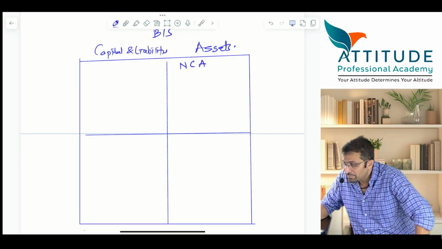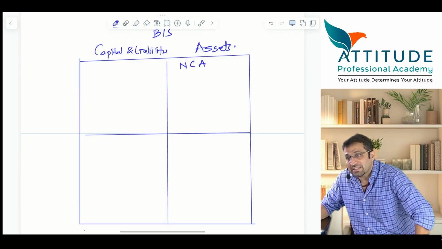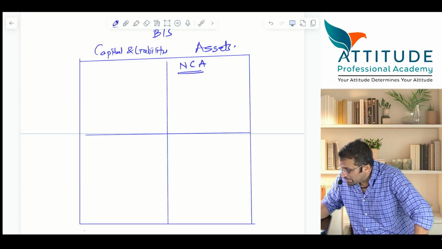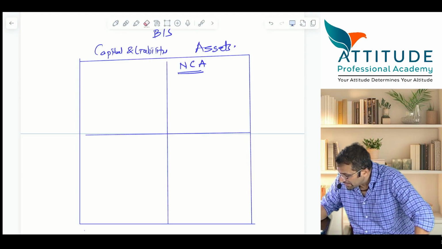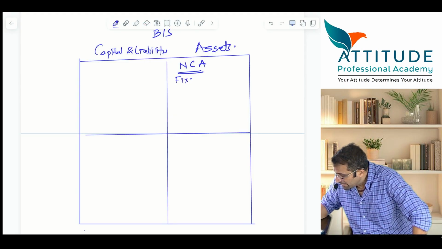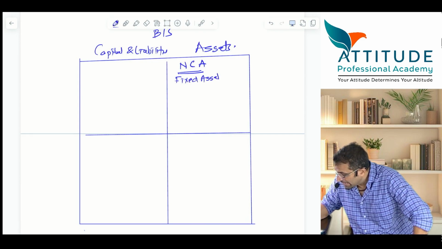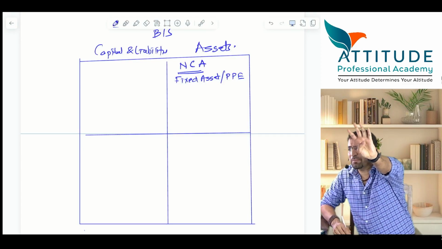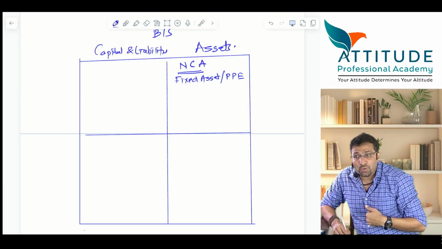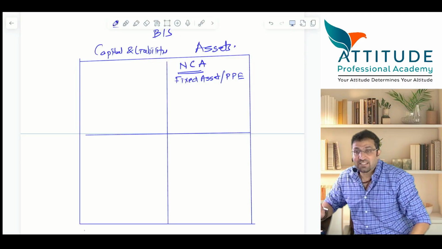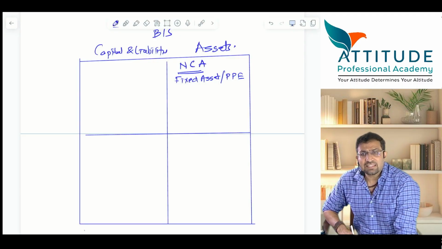non-current assets. Non-current assets are long-term assets. Please tell me some examples. Land and building. Okay. In short, shall I put it as fixed assets? Or right now it is known as PPE, plant, property and equipment. Land and building, plant and machinery, furniture and fixtures acquired by the business with an intention to use, not with an intention to sell, that is fixed assets. Is that clear?